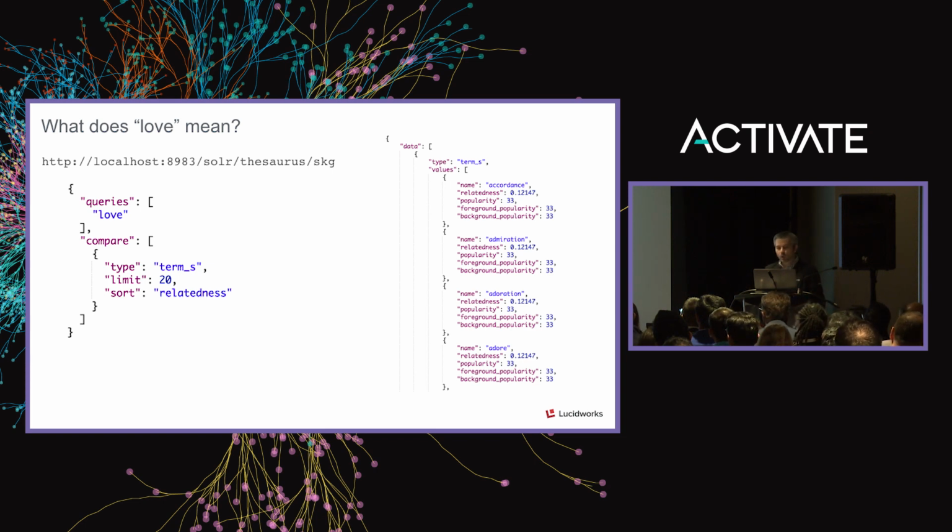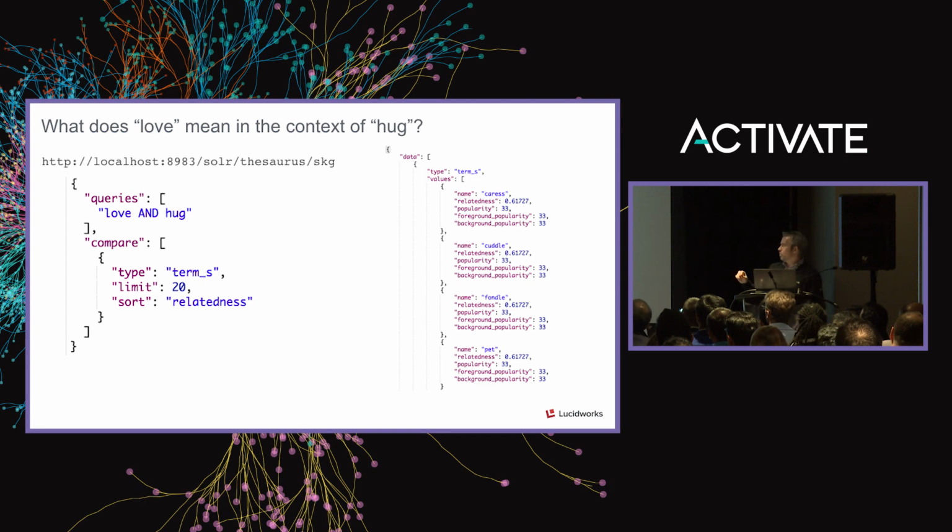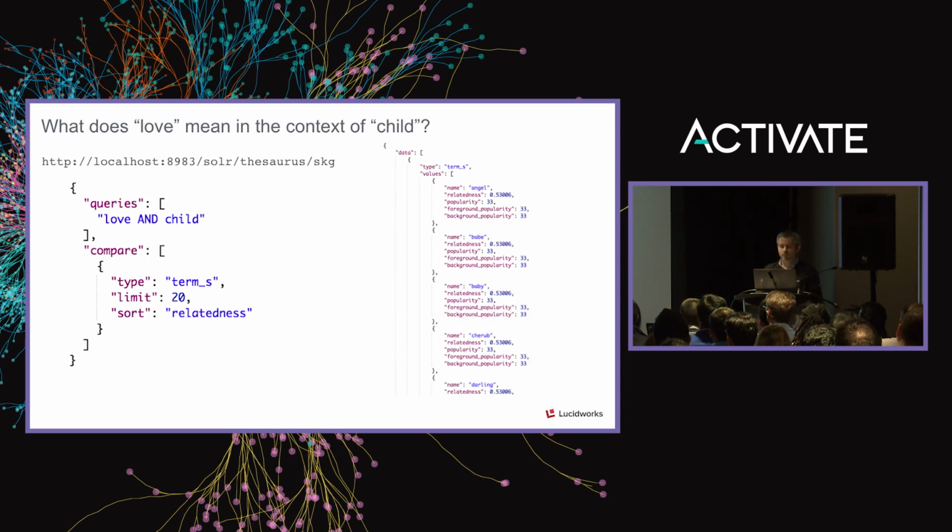Okay, I get it. What's your point? My point is, if I now take love and think of it in the context of hug, so in this case I'm querying the search engine for love and hug, then I get a very different list back: caress, cuddle, fondle, pet. What about love and child? Angel, babe, baby, cherub, darling. If I go back to that original term of love, all of these meanings are somehow related to it. I think you would look at all these and say, yes, those have to do with love. But the specific context in which I'm using the word love influences its specific meaning and how I should think about it.